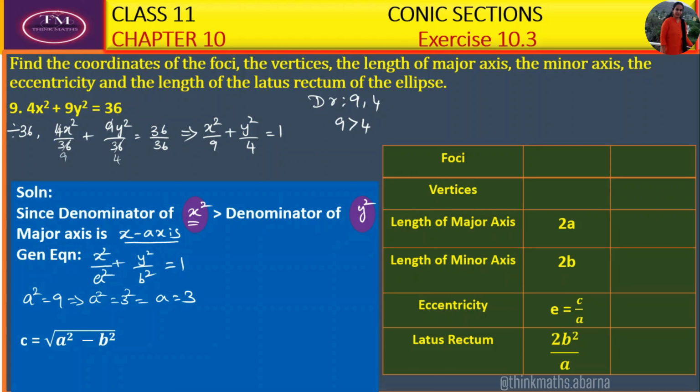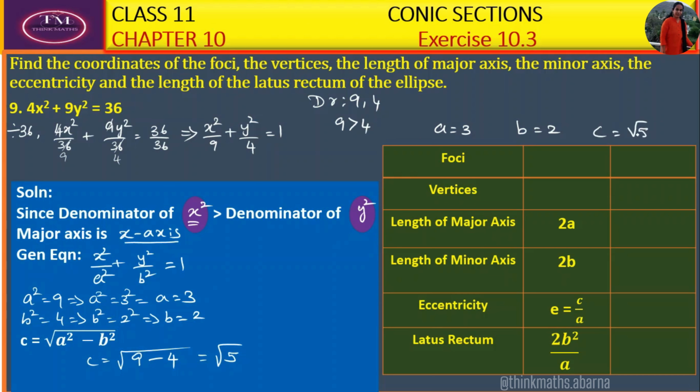Next y square by b square, y square by 4. So b square will be 4. That means b square equal to 2 square. So b is equal to 2. Now what is c? C is nothing but square root of a square, which is 9, minus b square, which is 4. So it is root 5. So we got a is equal to 3, b is equal to 2, and c is equal to root 5.